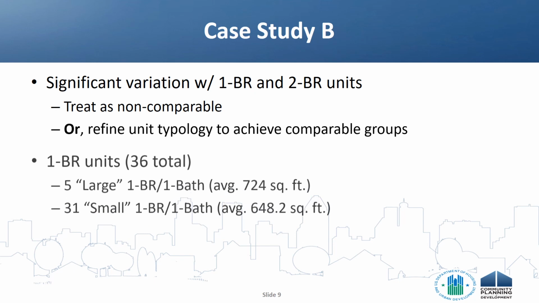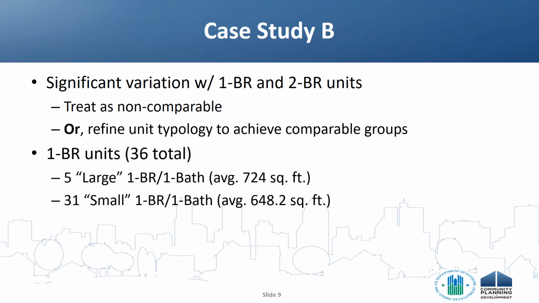In this example, we could reasonably treat the one-bedroom units not as a single group, but as two different unit types. We have 5 large one-bedroom units, which are all at 724 square feet, and we have another 31 small one-bedroom units, which average 648 square feet. Looking back at the architect's unit breakdown, the smallest of those is 631 square feet, and the biggest is 659, so the variation is within about plus or minus 3% of the average.